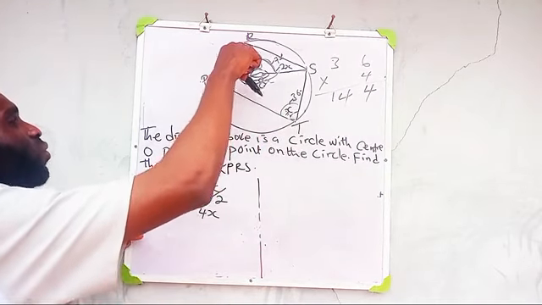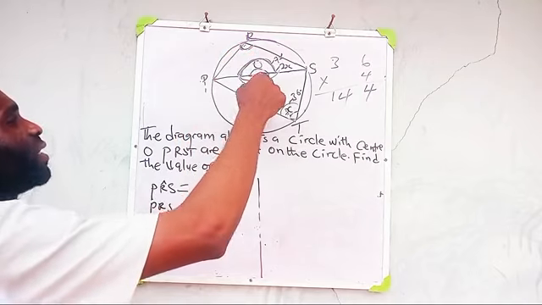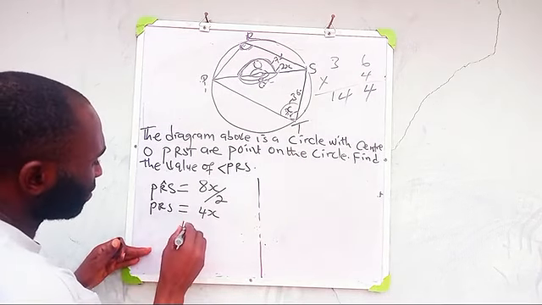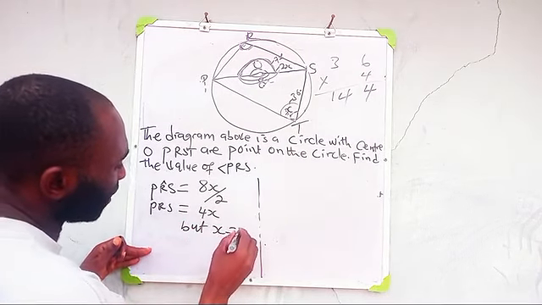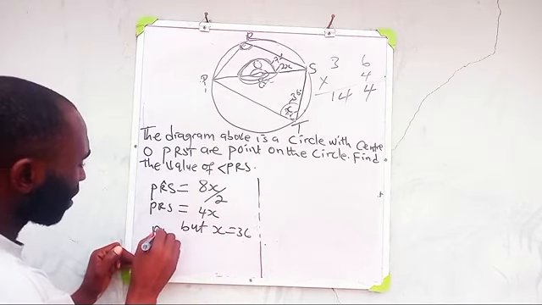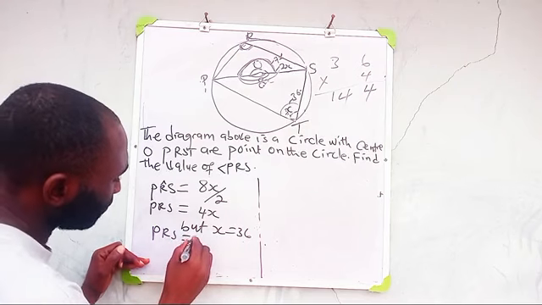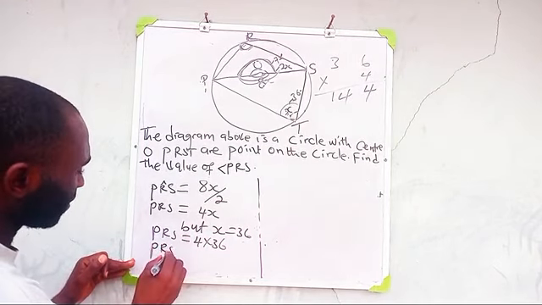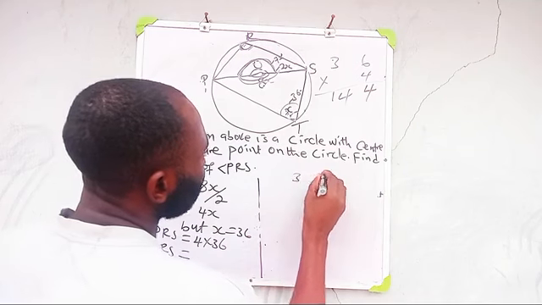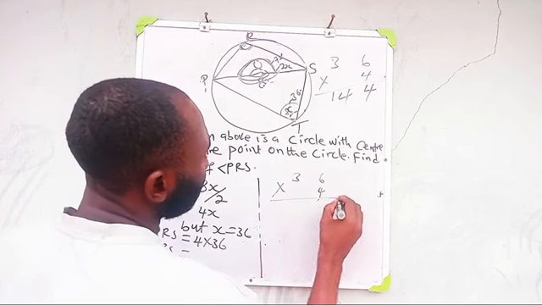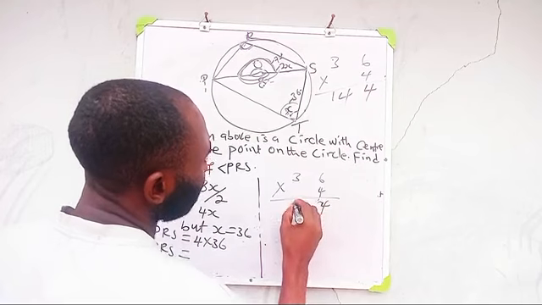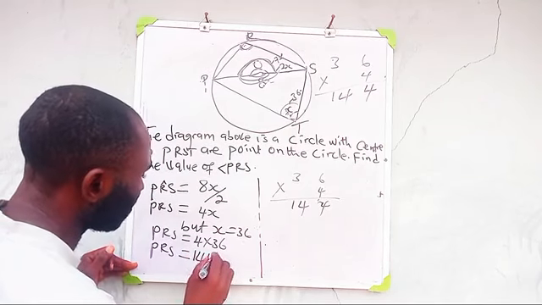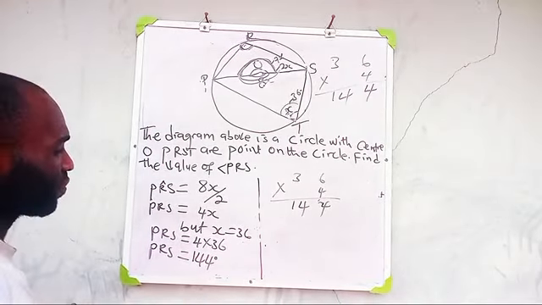So for us to get here, we divide this by 2, because the angle at the center is double the angle at the circumference. But x is equal to 36. So PRS is equal to 4 times 36, which is 36 times 4. 4 times 6 is 24, 4 times 3 is 12, plus 2 is 14, so that is 144? No, 4 times 36 is 144. So PRS is 144 degrees.